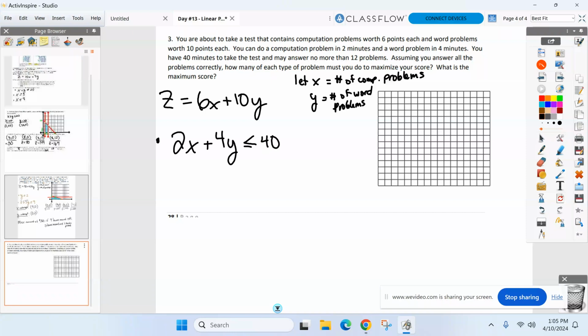I think there's one more restriction we've got to take care of. What else does it tell you? Can't answer more than 12. What's that going to look like? X plus Y less than or equal to 12. All right, here we go. Check your intercepts out. I don't know if you have to go by 2s or not, but check your intercepts out first for both of them.